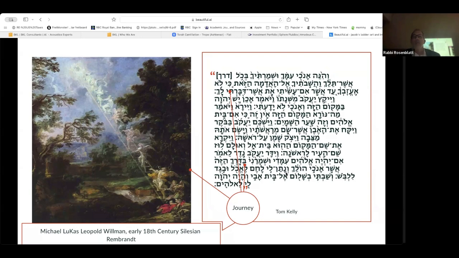Then again, we have this implied pathway that he's going to take. A question? Yes. Why is the ladder representing the path?